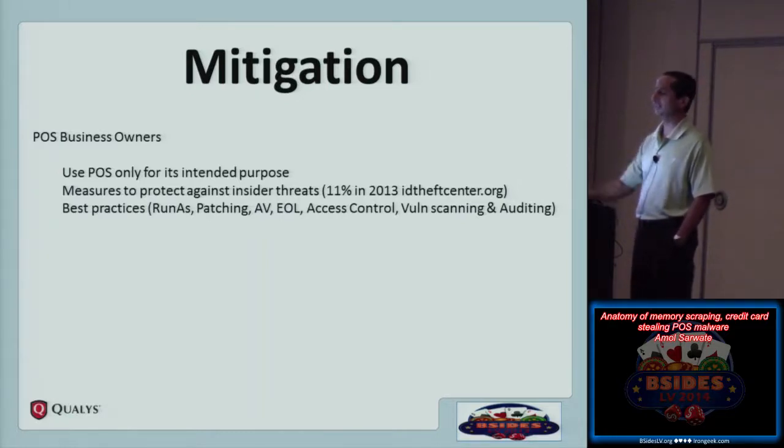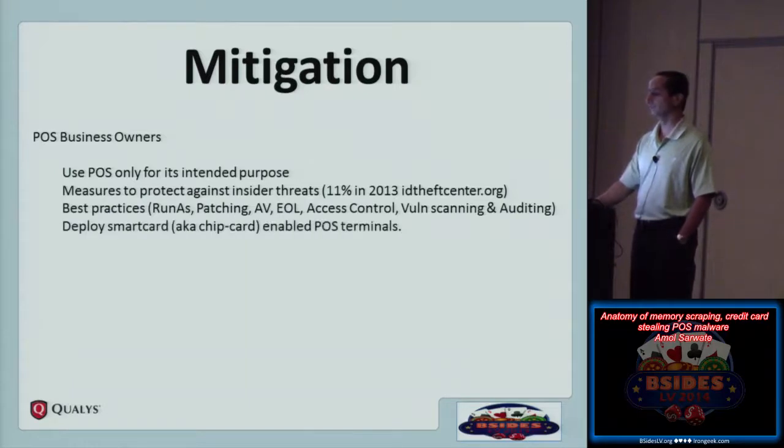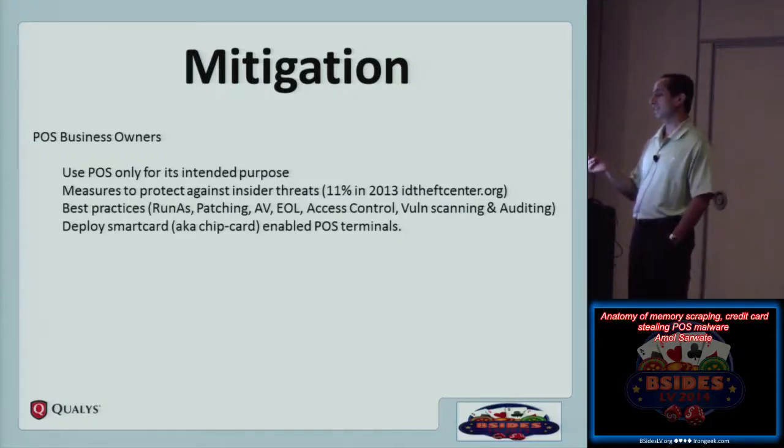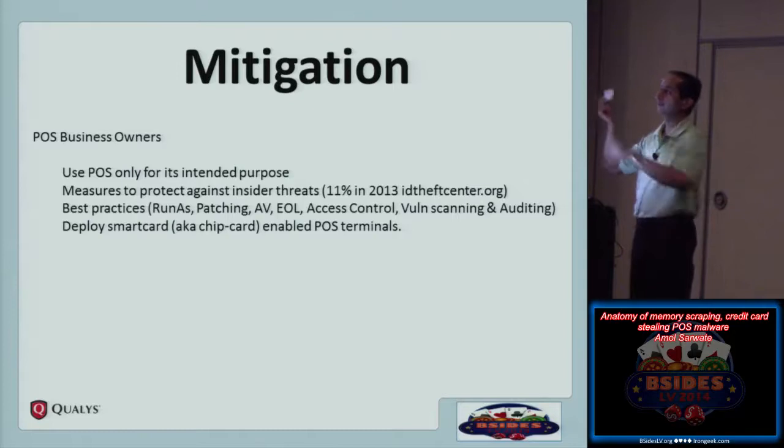Other things: patching, access control, scanning, auditing. Deploy smart cards or chip and pin cards. This is okay, but it's still a half-baked solution. A lot of US merchants will shift to smart cards by the end of this year. But still, it doesn't matter if your credit card has a chip or not. It really matters what the capabilities of the reader are.